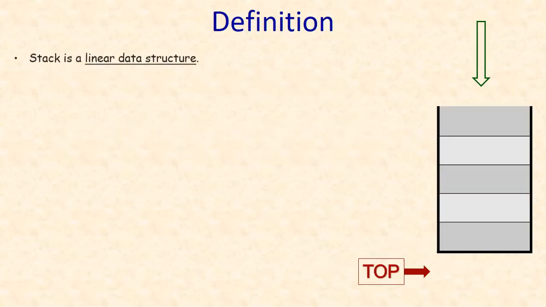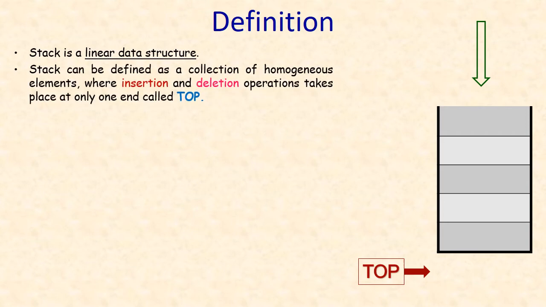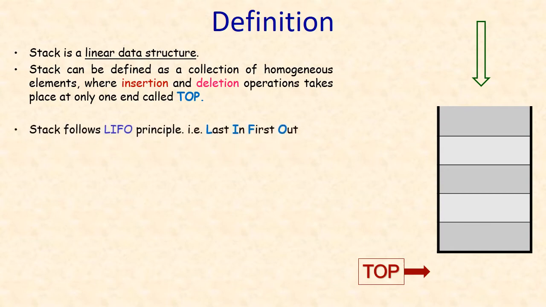A stack is a linear data structure which can perform insertion and deletion from only one side, that is top. Insertion operation is called push operation, deletion operation is called pop operation, and these two, push and pop operations, can be performed from the top of the stack. So it is like a bucket.